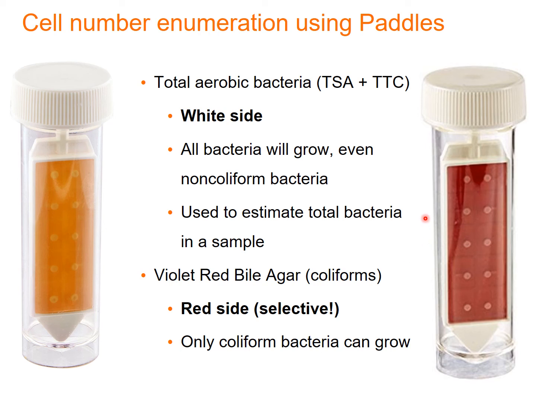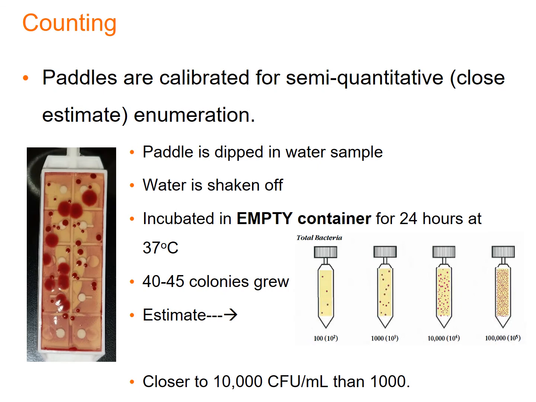So in one simple test, by dipping this paddle into water, incubating it at 37 degrees overnight, we should see colonies. This will tell us if bacteria is present, and the violet red side will tell us whether coliforms are present. Now I said that these are semi-quantitative because they're not exact and they cannot give us an exact number of bacteria in CFUs per milliliter in the water. That's because all of the bacteria in a water sample don't actually come in contact with the paddle when we dip it in the water.